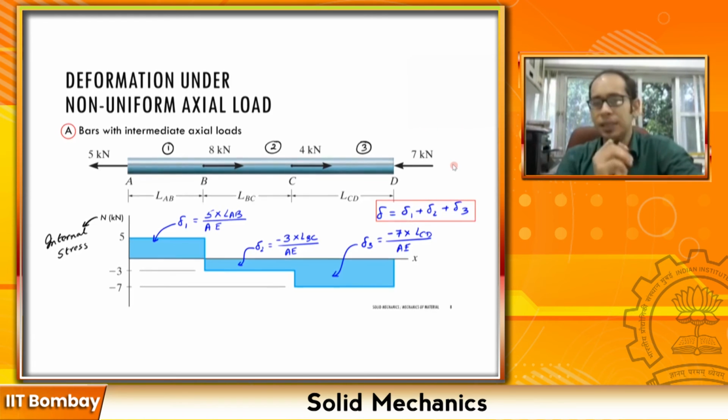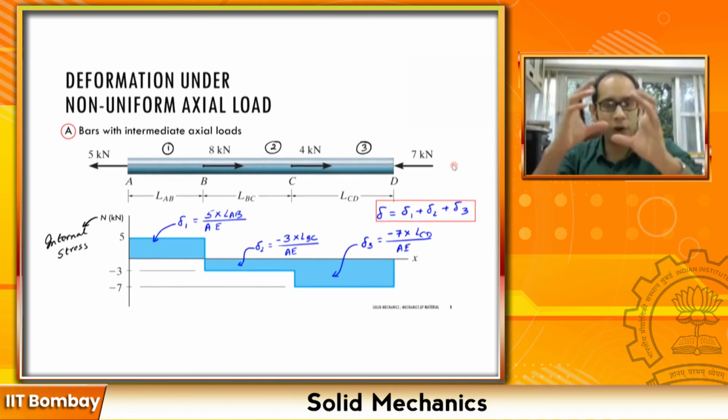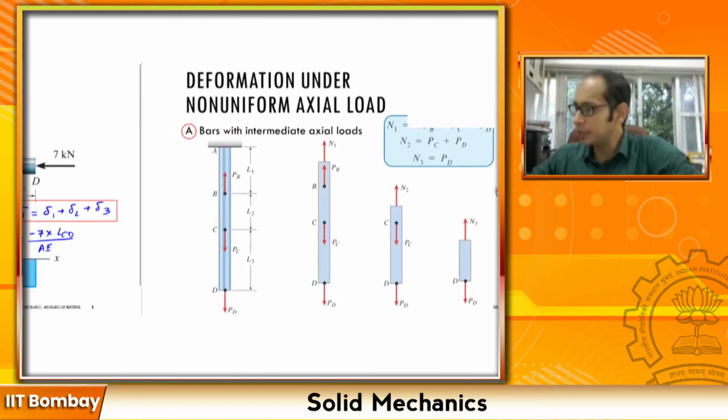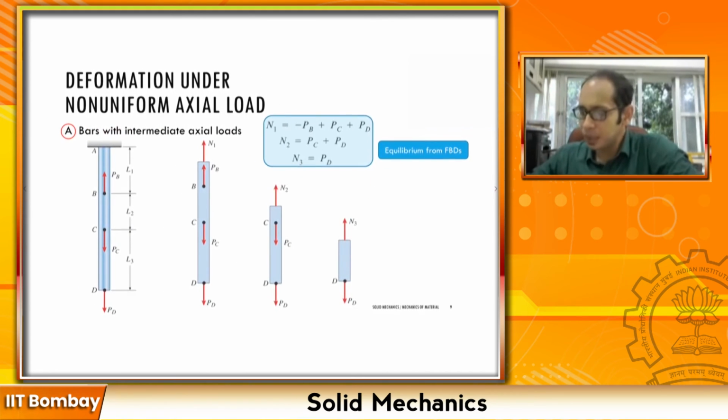I hope this is clear to you, that due to non-uniform axial loads, we calculate the displacement for the individual chunks and then add it all together. Now, another example just to reinforce the concept in your mind: if you take a look at this one, it is essentially the exact similar case as before. You have this particular bar with individual discrete loads PB over here, PC over here, PD over here, and this is fixed at A.